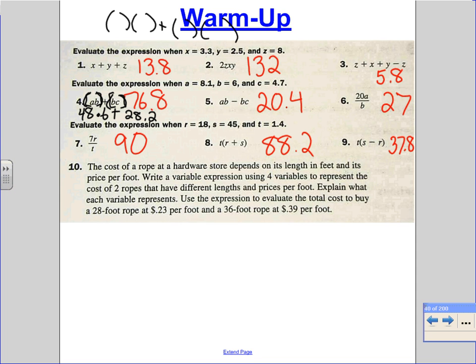Okay, so number 10, we need to use 4 different variables. So who would like to tell us the 4 different variables that they used? Charles, what are the 4 variables you used? Okay, X, Y, W, and Z. Tell me what you have X representing. Okay, so you did the 28 feet, which is the length in feet of one rope. So you could either write out how long it is, or you could say, as I did on mine, the length of one of the ropes. Okay, Charles, what did you use for Y?